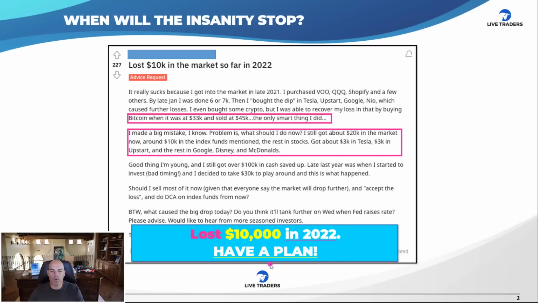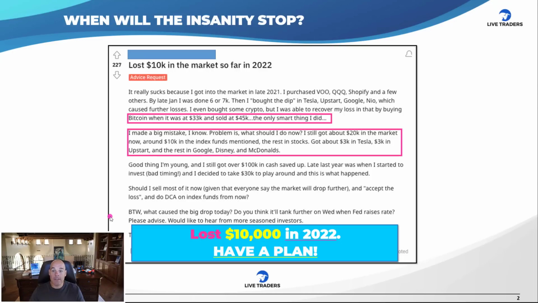But the general point of this "when will the insanity stop" slide is not about the 10,000 this person lost. It's about not having a plan. Right? There is no plan for this person. They're just throwing spaghetti at the wall and hoping it sticks. That's not a plan, right? It's not a plan, okay? So you need to understand your plan.